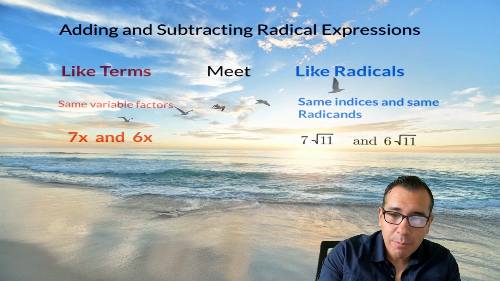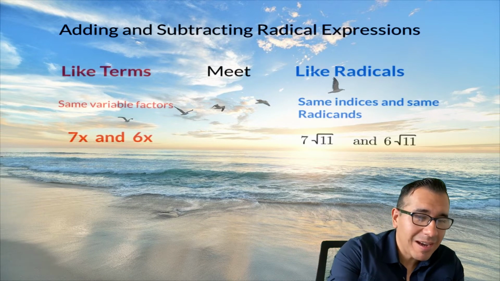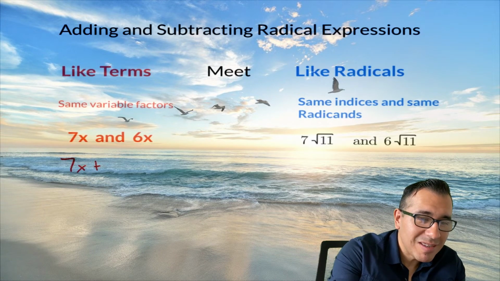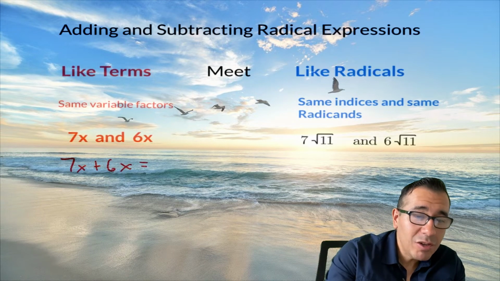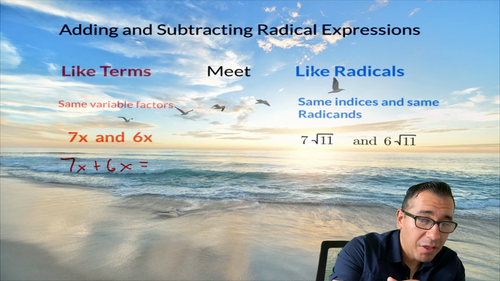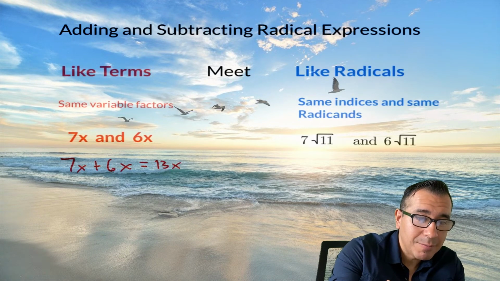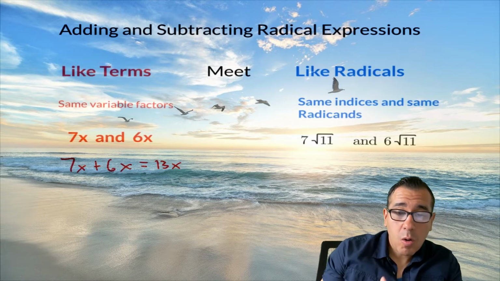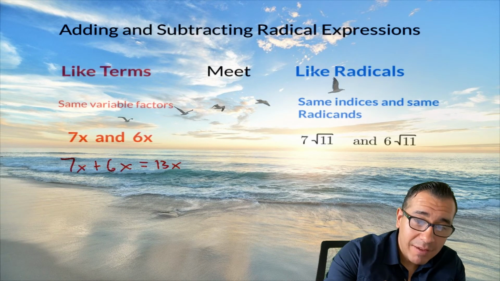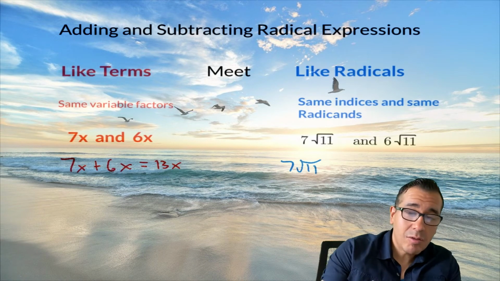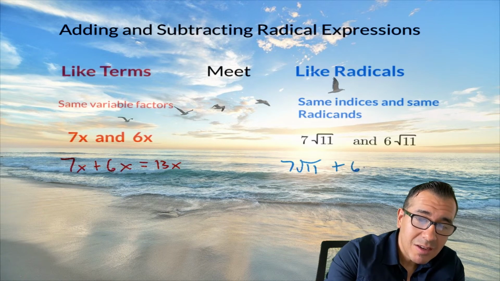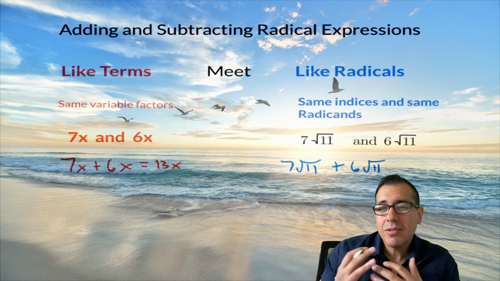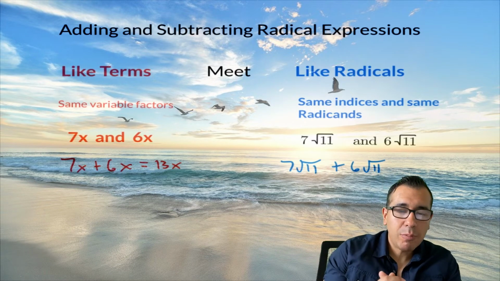And what's nice is I'm going to be able to add these and subtract these. So for example, if I add 7x plus 6x, we know we have a total of 13 x's, right? And for our radicals here, we have 7 square root of 11, and let's add 6 square root of 11.